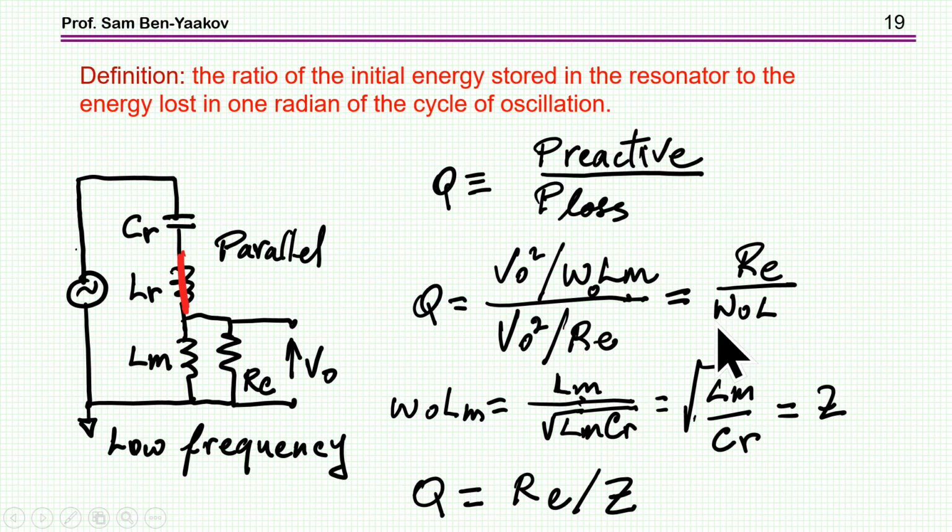And of course, omega sub 0 L, you can replace it by the impedance, and we get the Q is Re over Z. Z is the square root of Lm over Cr. Okay? So Q is either this or this. This is from the fundamental concept of quality factor, reactive over real losses.